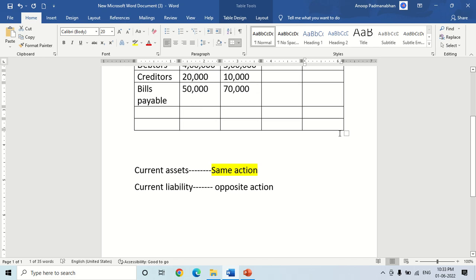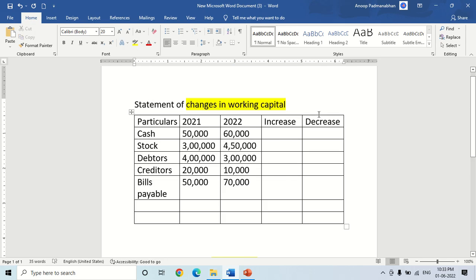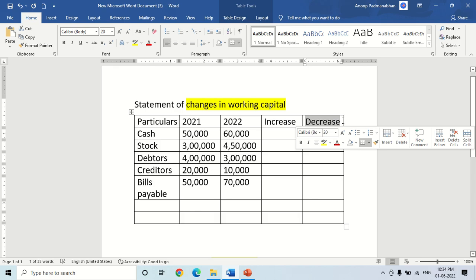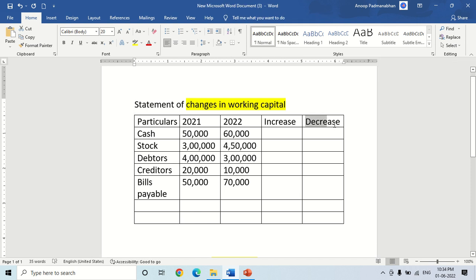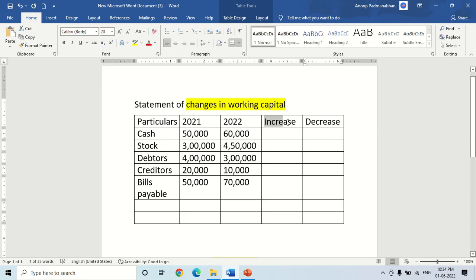In the same way, when we come to current liabilities, we will follow opposite action. What is this opposite action? When a current liability is increasing, the amount is increasing, but I have to write it in the opposite column, so I will write it in the decrease column. Same way, when the value of a current liability is reducing or decreasing, I have to do the opposite action, so I will record that value in the increase column.